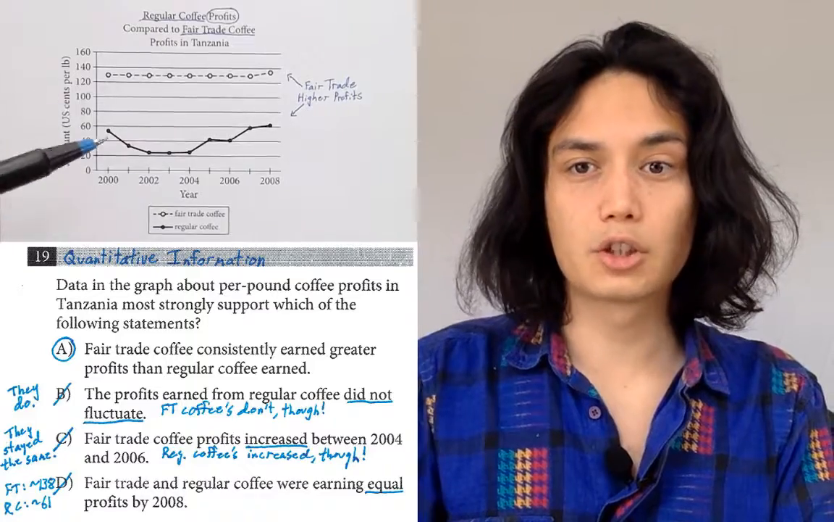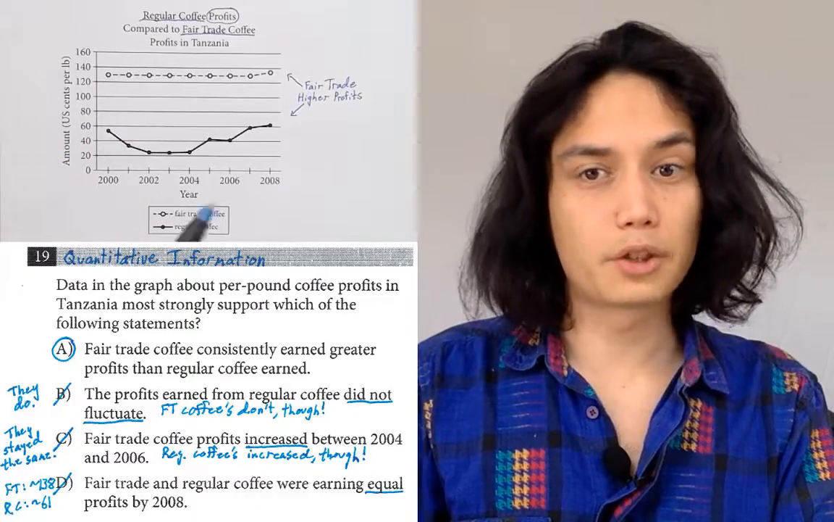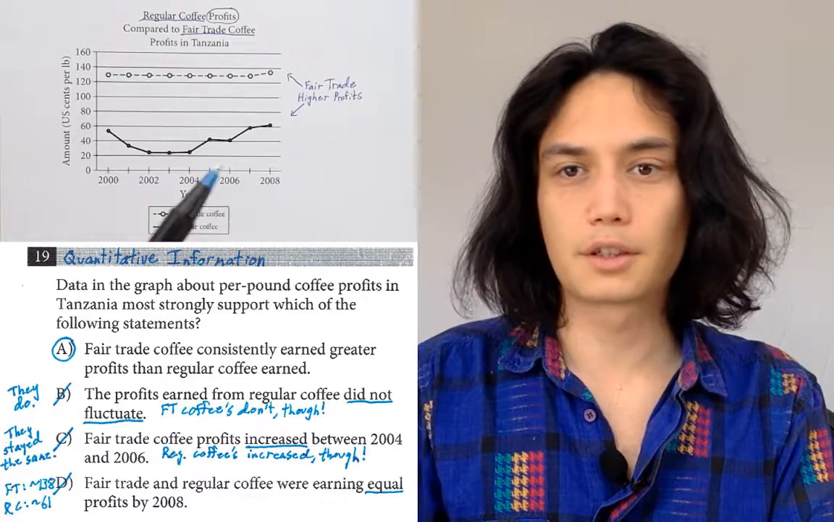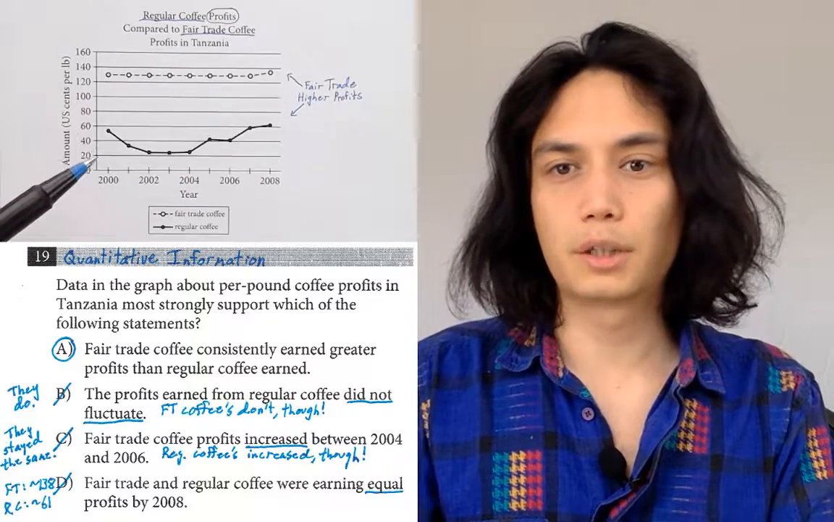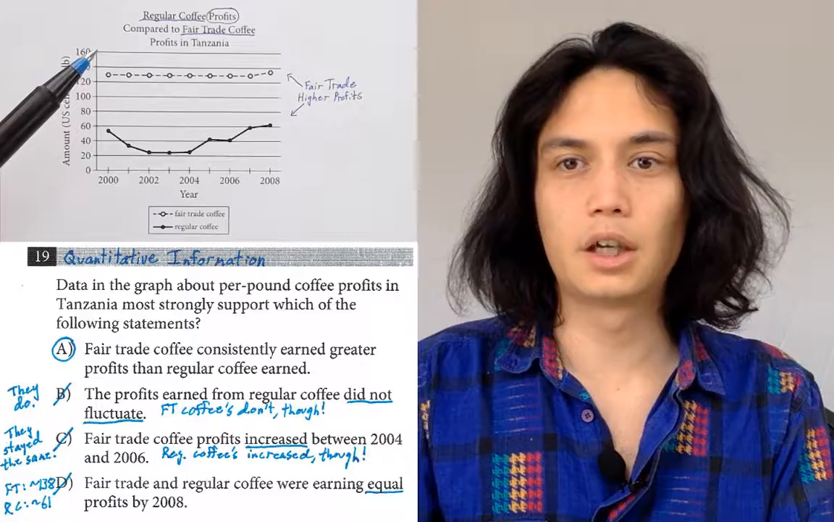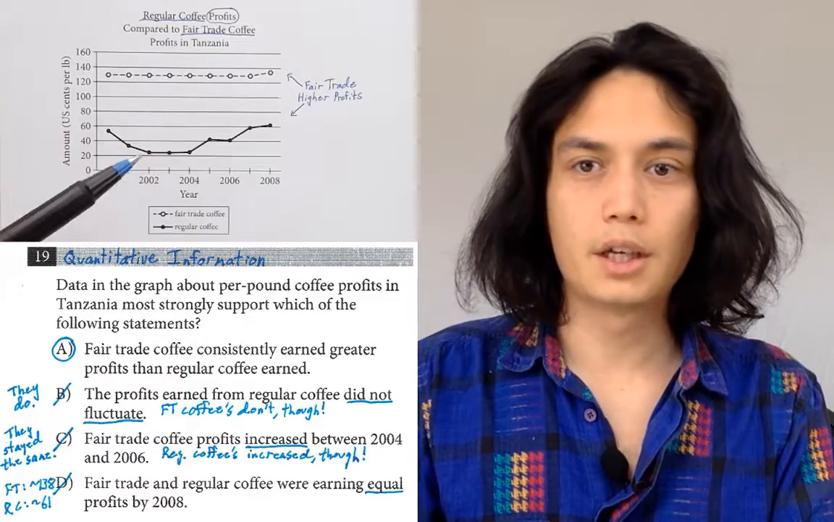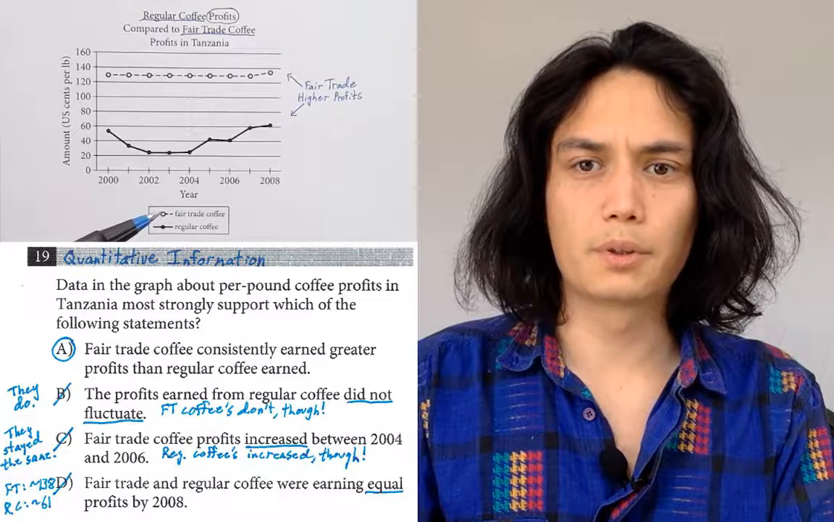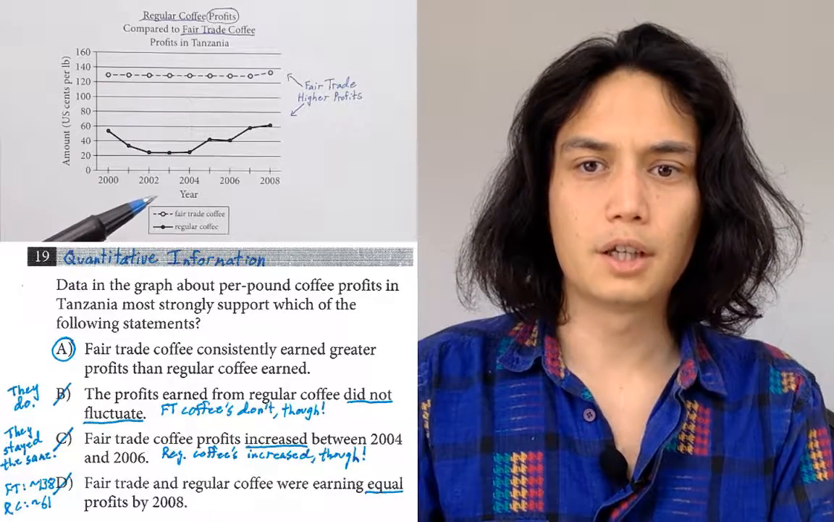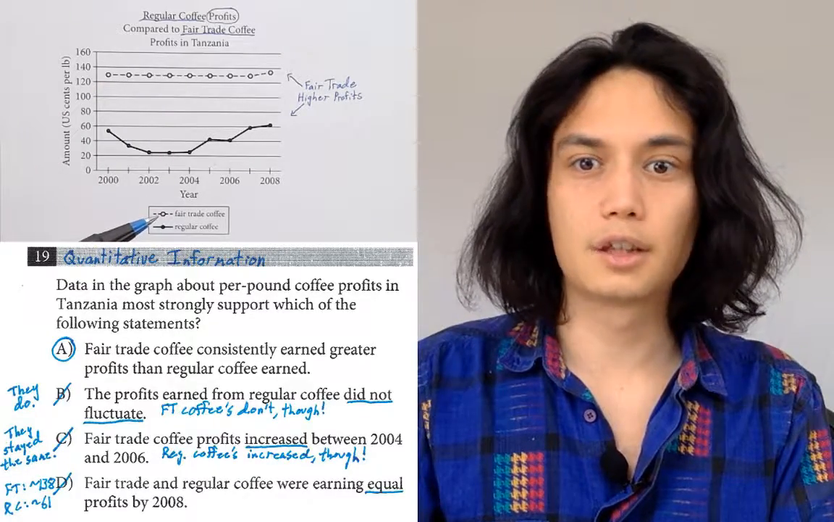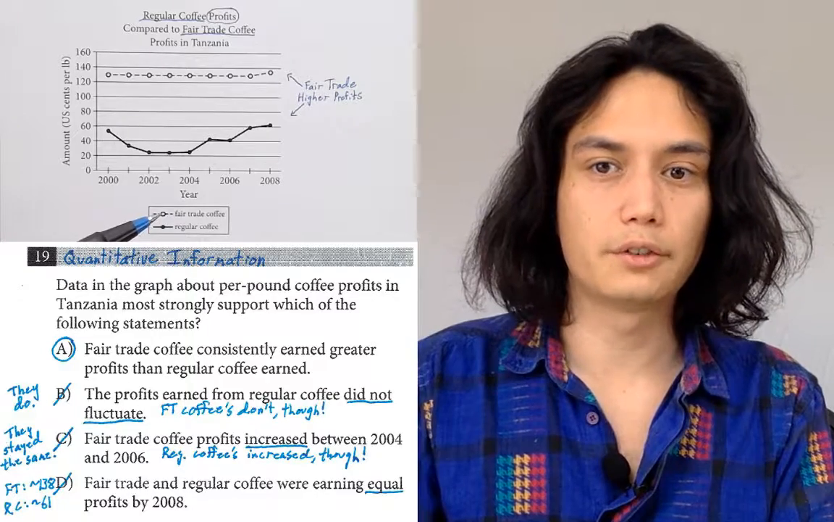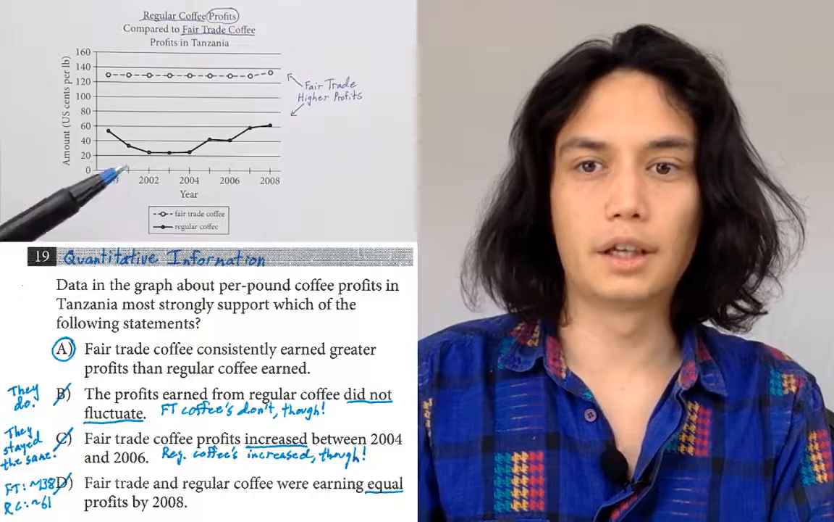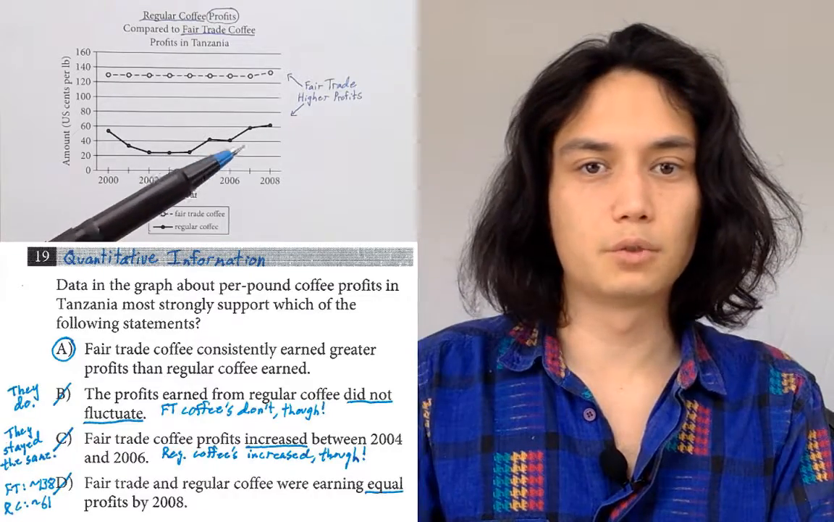So this is a graph that shows profits, profits over time. Here are the profits in 2000 and 2002 and 2004, 2006, and 2008. They go between what? 0 cents per pound and 160 cents per pound. And there's two different lines here. One of the lines, this open circle-y line, that's this one up here, is the fair trade coffee line. This line shows the profits of fair trade coffee. This darker closed circle line is the regular coffee line. This shows the profits of regular coffee.